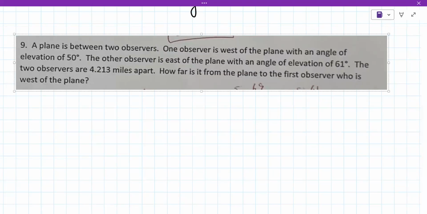Okay, a plane is between two observers. One observer is west of the plane with an angle of elevation of 50. The other observer is east of the plane with an angle of elevation of 61. The two observers are 4.213 miles apart. How far is it from the plane to the first observer who is west of the plane?